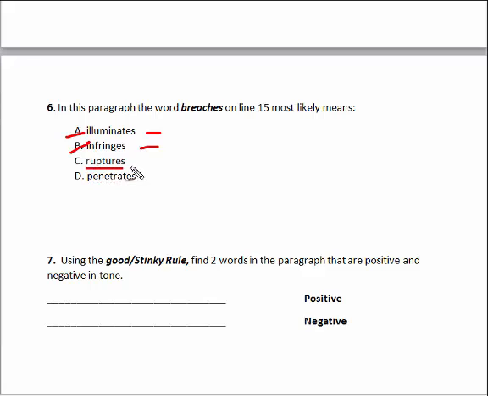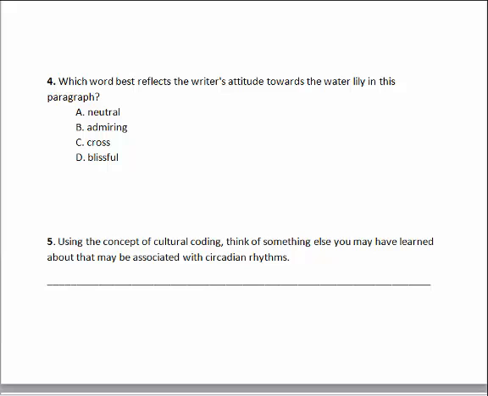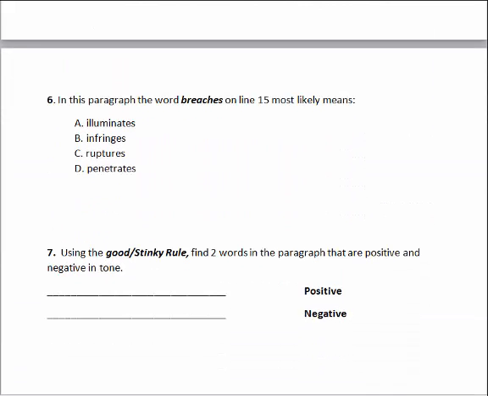Ruptures. Ruptures means breaking. And penetrates. So penetrate is the sun is going to penetrate those petals. Go back up here and see, that's probably the better answer choice. D, penetrates. When the sunlight penetrates their delicate petals. So that's the best answer choice there. D for problem number 6.